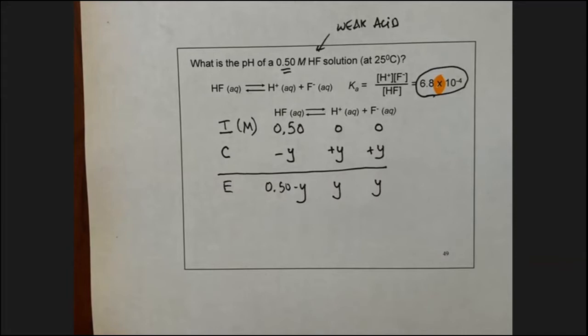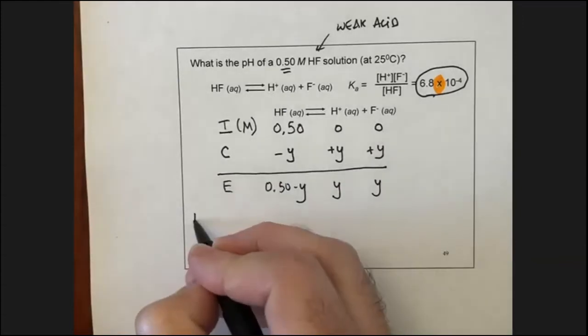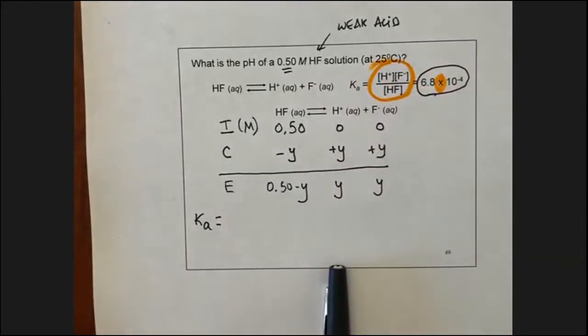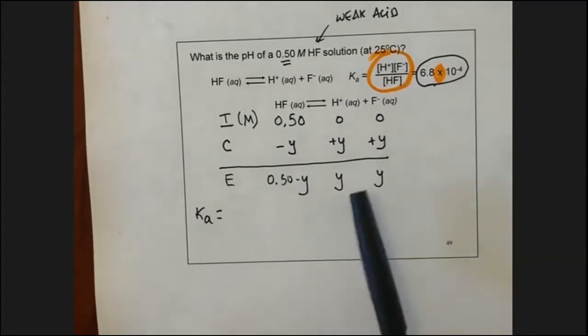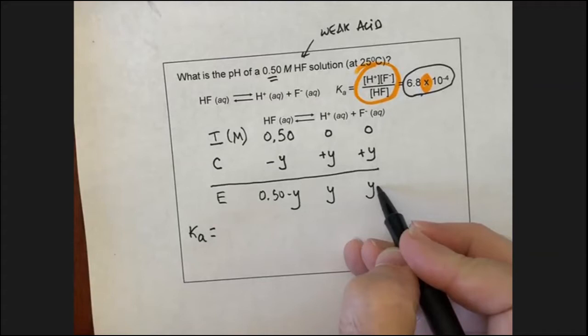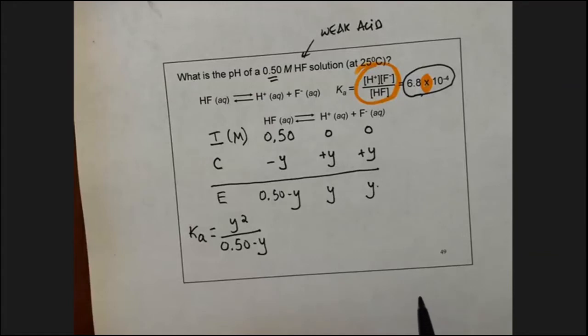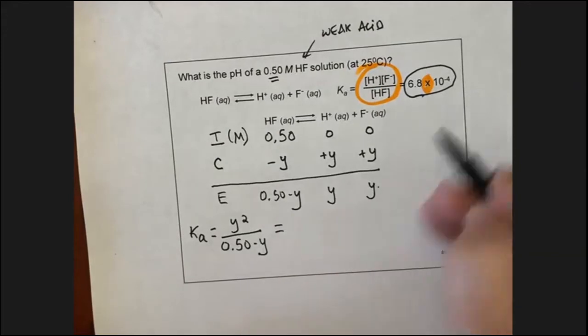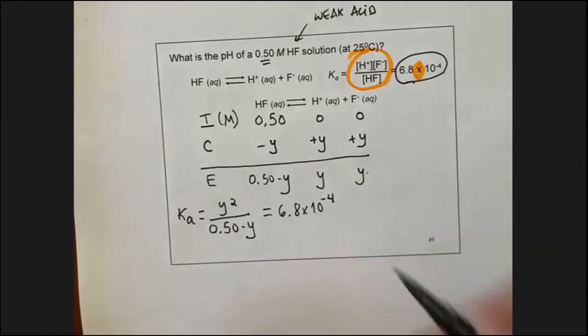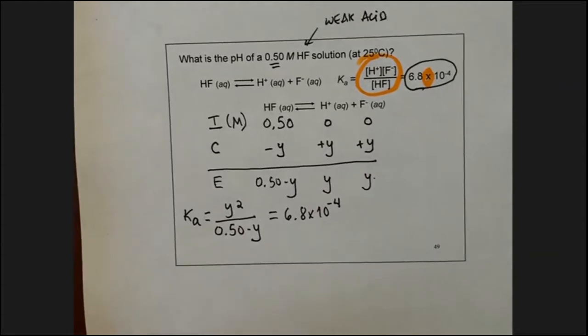Now, looking at the equation for Ka, which we had over here, we see that this is going to be the product of the concentrations of these, which is basically Y times Y, so that's Y squared, divided by the concentration of the acid, which at equilibrium would be 0.50 minus Y. Correct? All right. And then according to the value of Ka, this should be equal to 6.8 times 10 to the negative 4. Right?